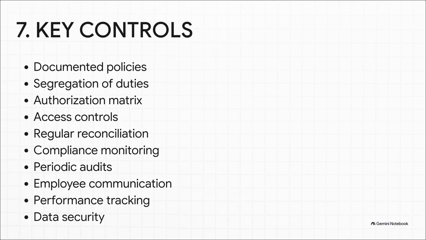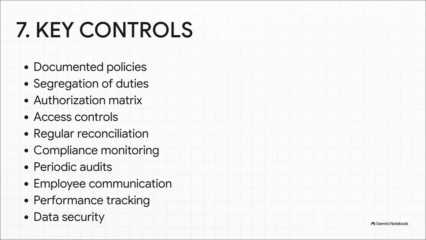We look at 7. Key controls. We rely on documented policies, segregation of duties, authorization matrix, access controls, regular reconciliation, compliance monitoring, periodic audits, employee communication, performance, and data security. Let's tie this back to our ghost employee problem using segregation of duties. If the person with the system access to create an employee profile is technologically blocked from approving the payroll run for that profile, pulling off a ghost employee fraud alone becomes practically impossible.